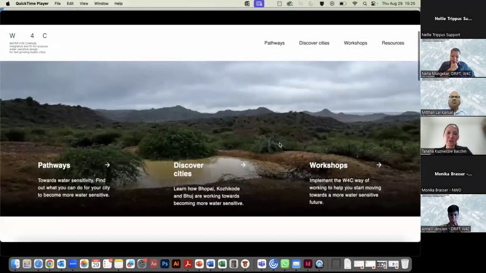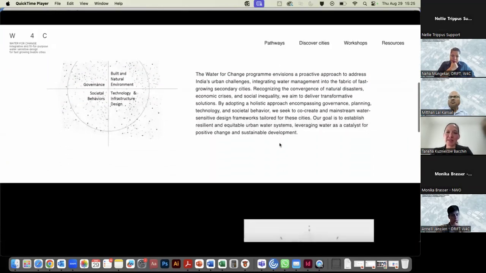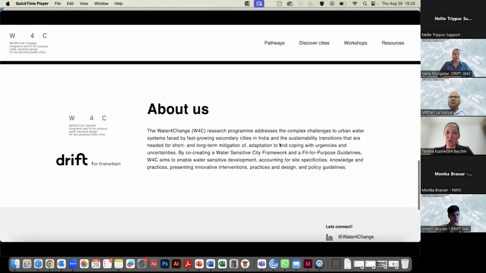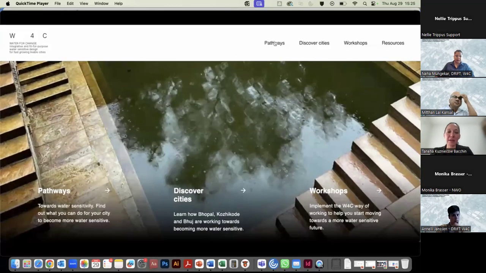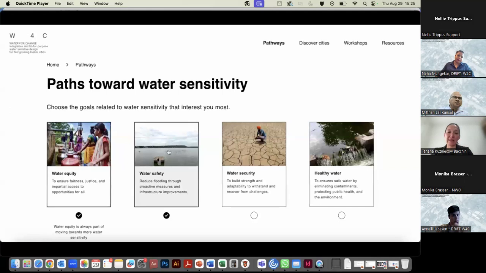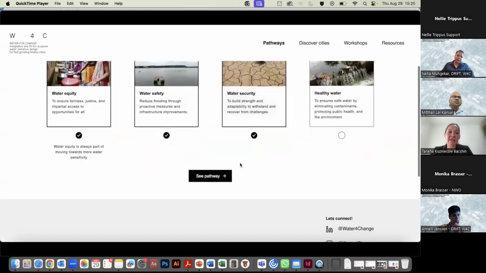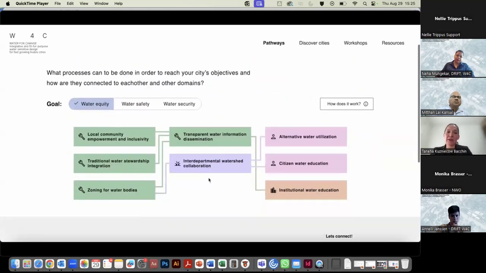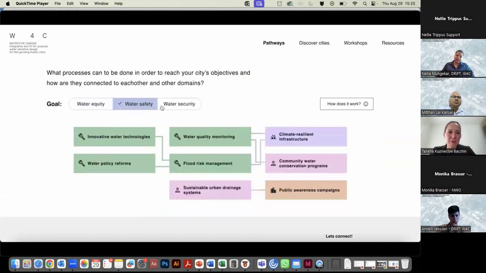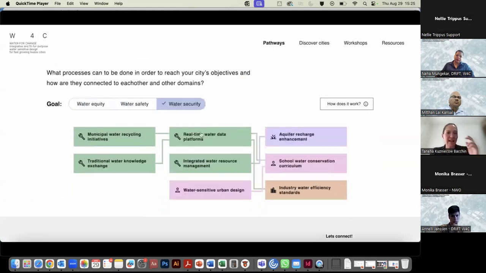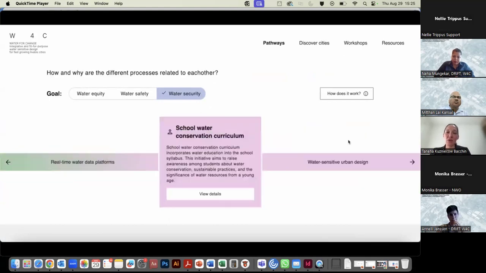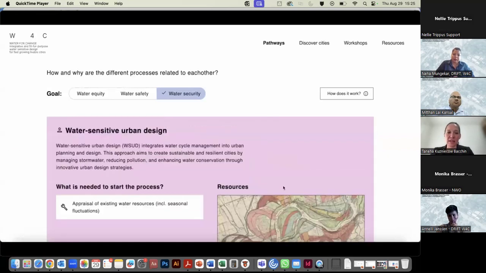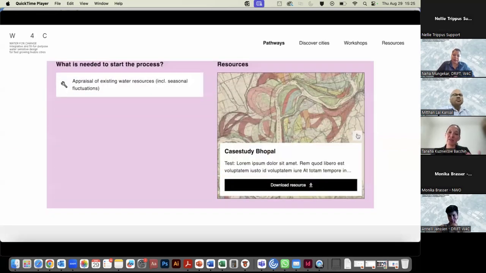So this is how it's going to look. We have pathways, discover cities, and the workshops. So there are a lot of different types of inputs that we can have. For instance, we start with the pathways. I'm going to explain this later with a little bit more time. There are either pathways for water equity, safety, or security. You go inside, you choose the type of challenge that you'd like to work with. And then again, going and going.